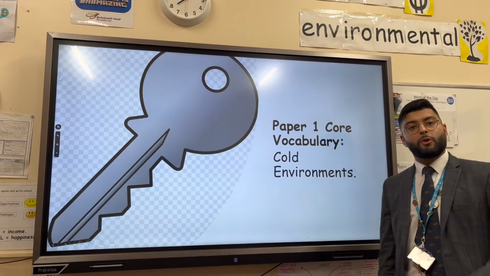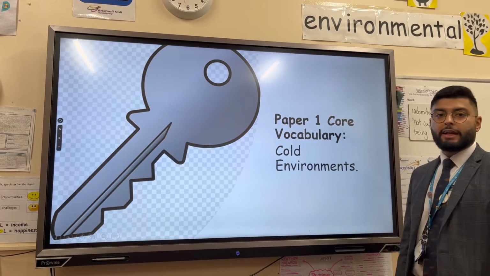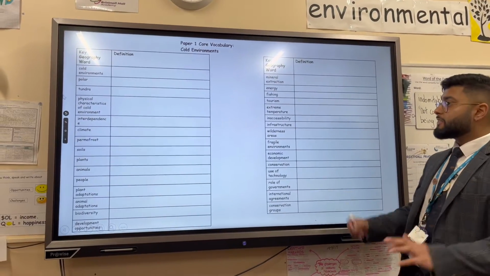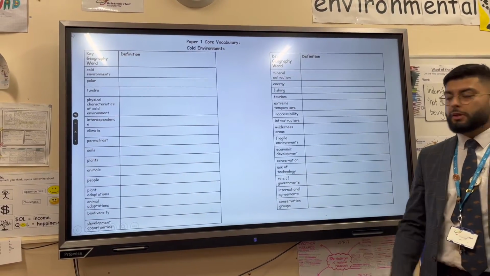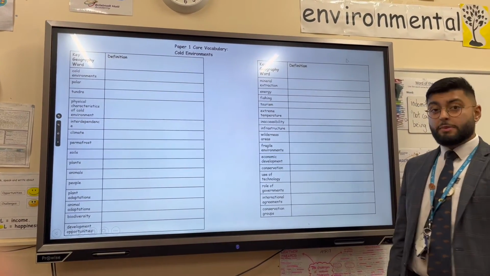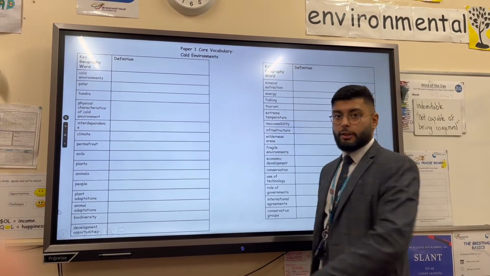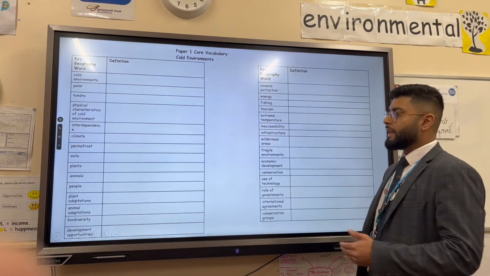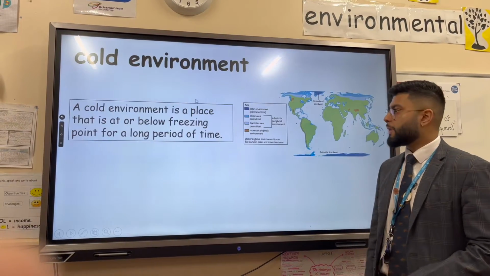Okay, so paper one, core vocabulary. Today we're going to be looking at cold environments. So the first thing you need to do is get a copy of the sheet on a Word document or print it out so that you can write your answers down. What I recommend doing is having a go at trying to define the first words first and then going through and green penning your answers based on this video.